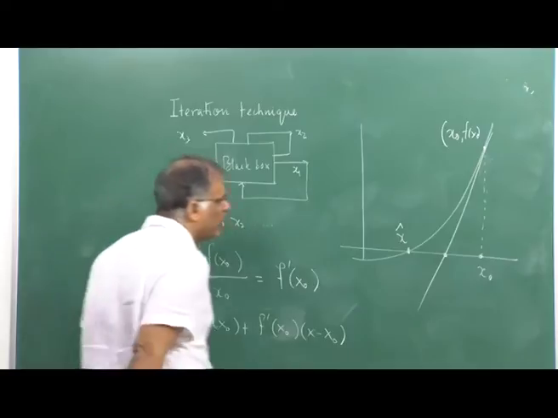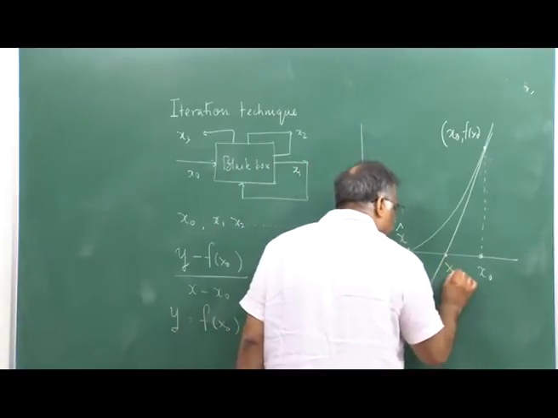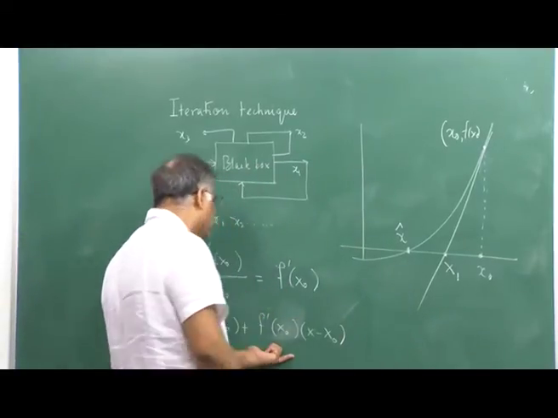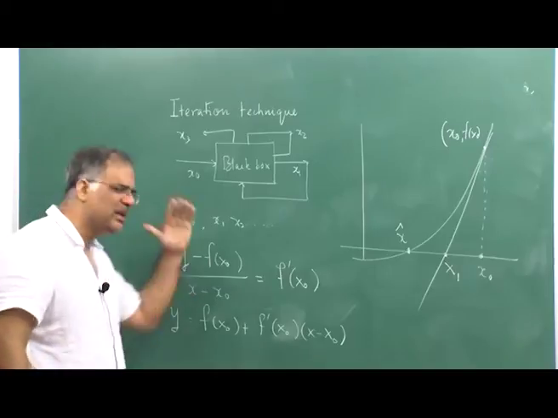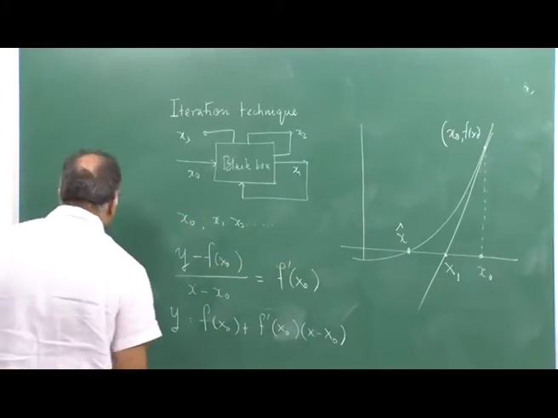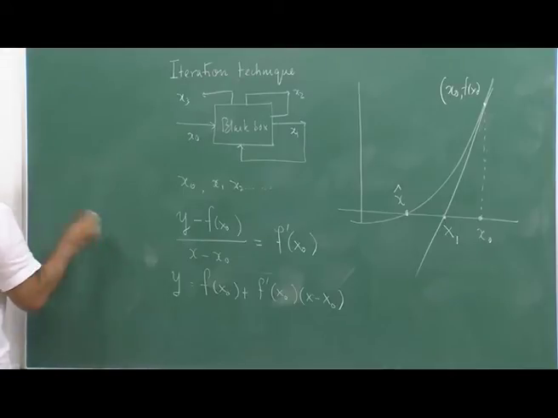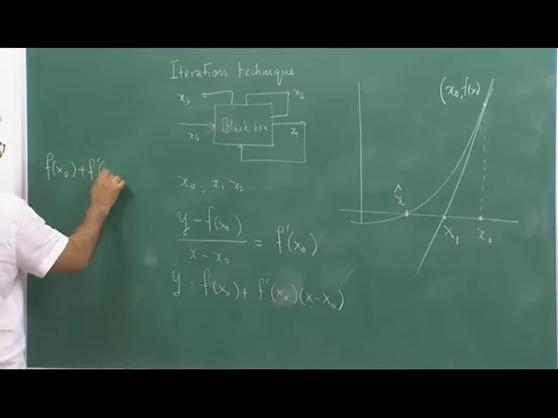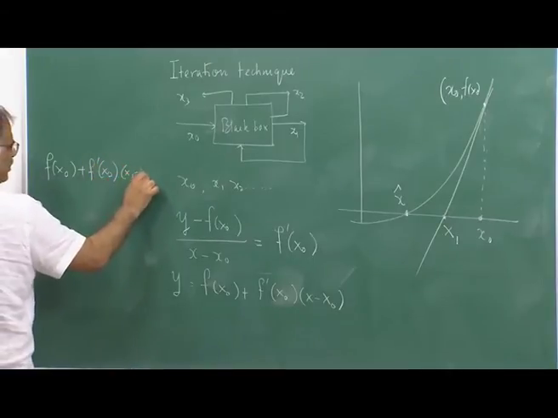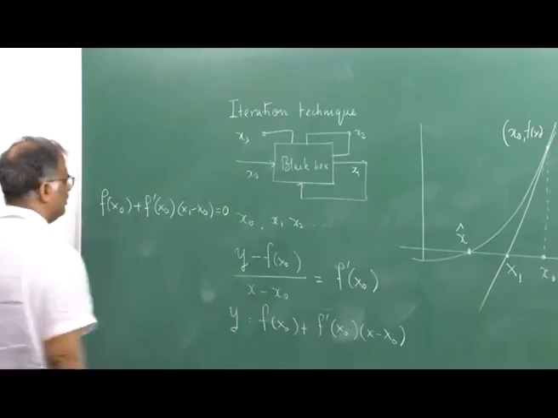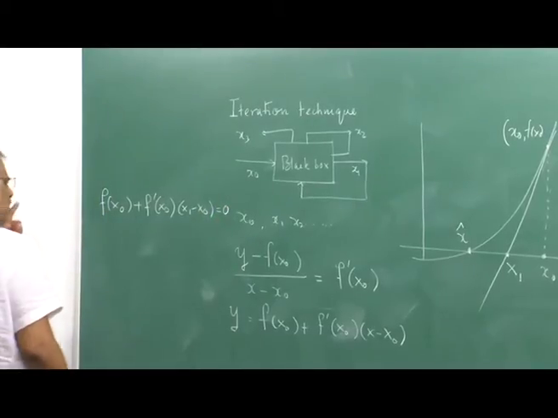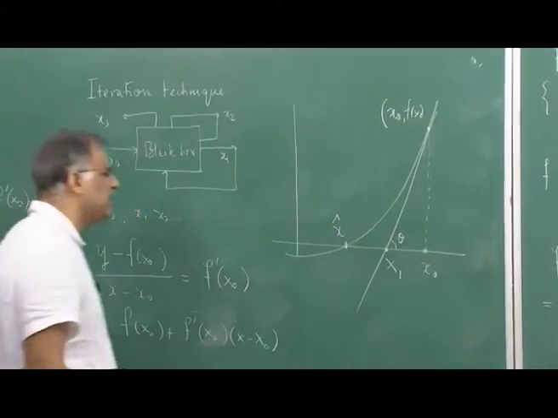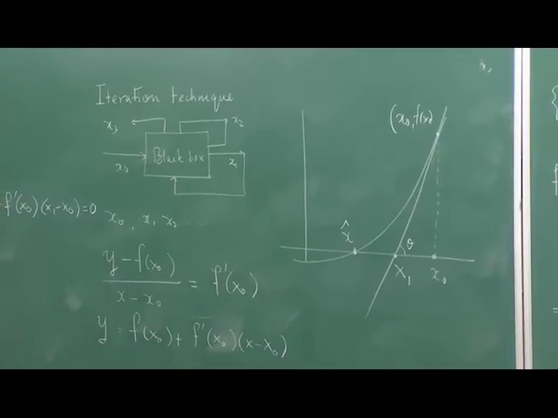So, our first attempt to get x1: x1 is my solution to the fact that this must be equal to 0. That is, I want to ask the question, what is that x for which the tangent line cuts the x axis? So, if x1 is that point, then f(x0) plus f dash(x0) into (x1 minus x0) is 0. Now, you can see from this diagram that tan of theta is not 0, so f dash(x0) is not 0.